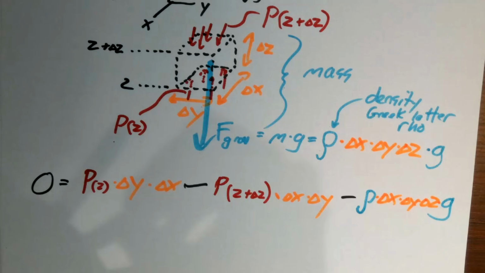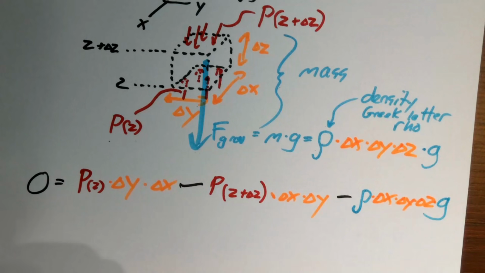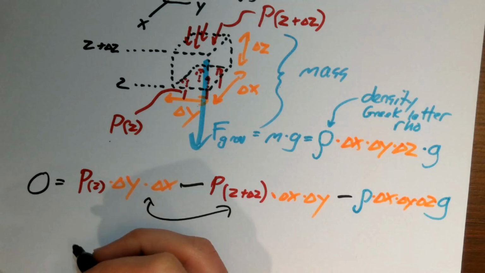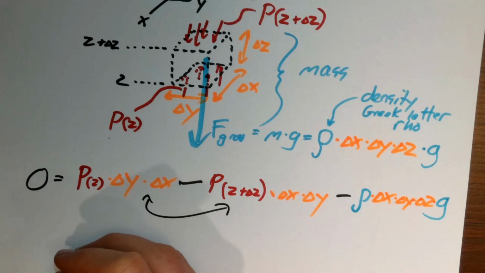Okay, so here we go. Let's now divide this entire equation by delta x, delta y, delta z. So let's divide by delta x, delta y, delta z, and do a little rearranging. So I'm going to flip-flop the order of these terms and divide by delta x, delta y, delta z. So what's that going to look like?